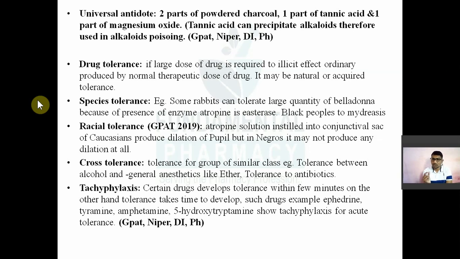Okay, for example, ephedrine का tolerance आपको कुछ मिनट में ही हो जाएगा। सो ephedrine, tyramine, amphetamine, 5-hydroxytryptamine show the tachyphylaxis. So rapid tolerance, okay. So tolerance to ephedrine, tyramine, amphetamine, 5-hydroxytryptamine can develop within a few minutes, and that is known as tachyphylaxis or acute tolerance. It is also known as acute tolerance. So if tolerance to the drug develops within a minute, that is known as tachyphylaxis.